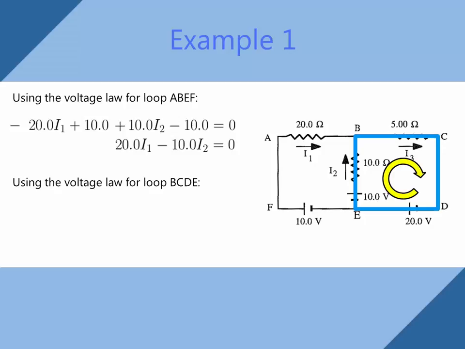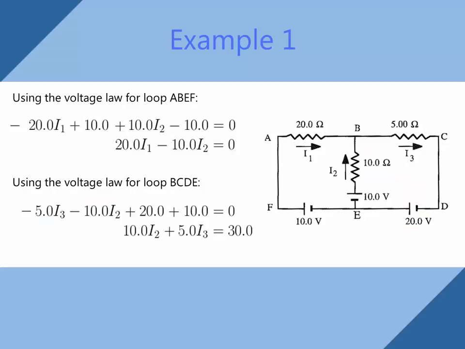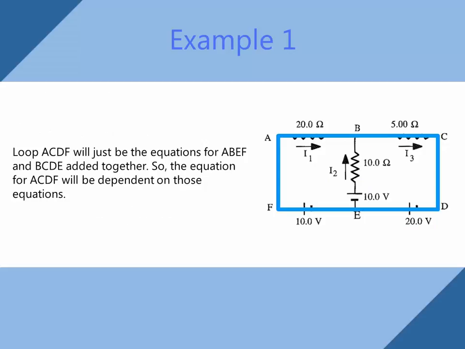For the second loop on the right, we'll again say that clockwise is the direction the current travels in. I3 is a voltage drop, I2 is a voltage drop, the 20 volt battery is a voltage rise, and so is the 10 volt battery. This equation simplifies down to 10I2 plus 5I3 equals 30. Loop ACDF, the outer loop, will just be the equations for ABEF and BCDE, the left and right loops, summed. So, the equation for ACDF is dependent on those equations, and there's no need for us to consider it.